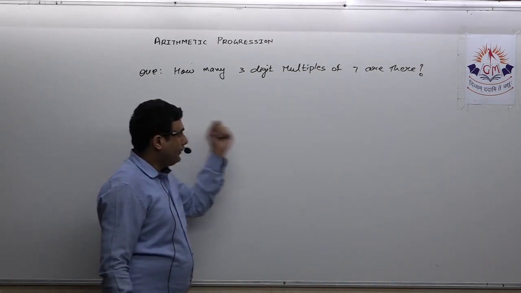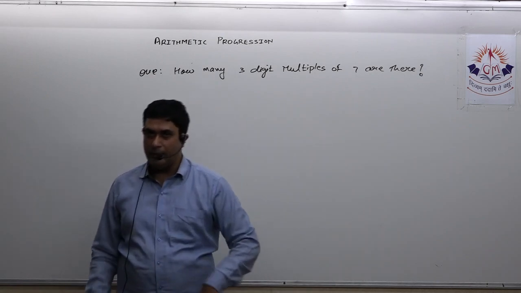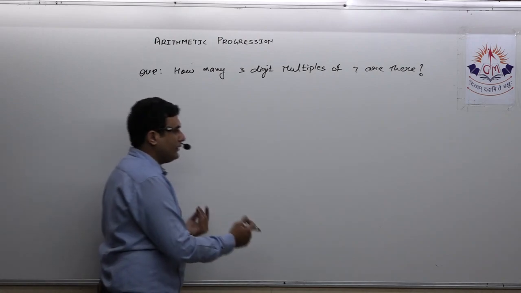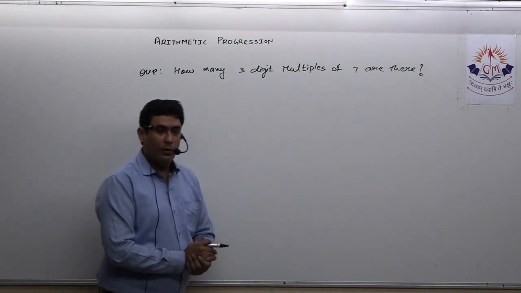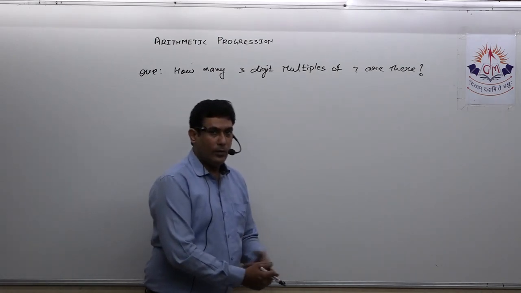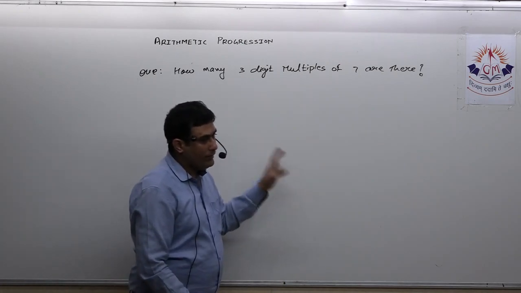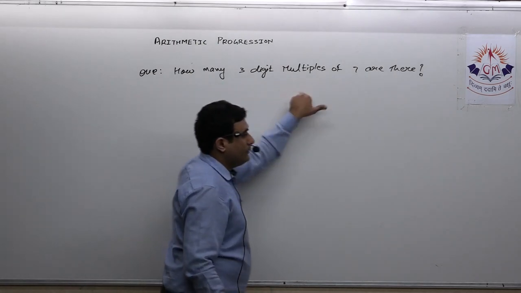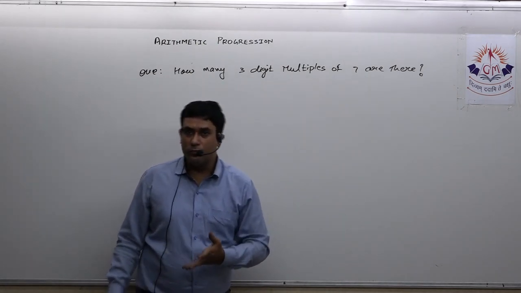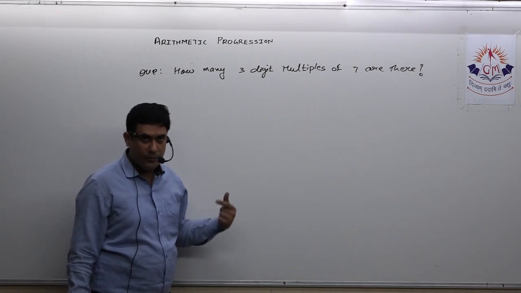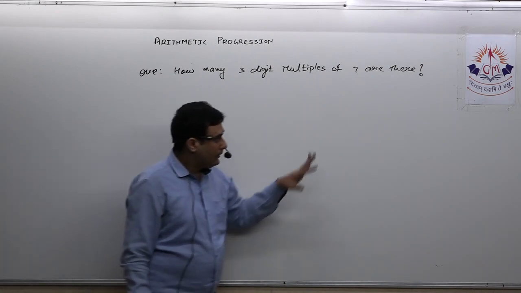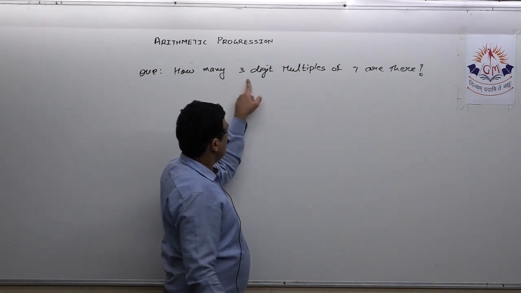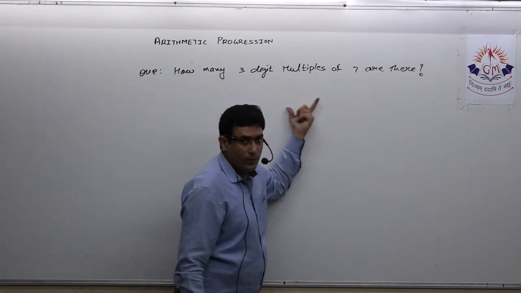See, multiples of 7 form an AP, that we know. For example, table of 2, it's an AP. Table of 7, table of 3, table of 4, or multiples of 7, multiples of 4, multiples of 9, that is always an AP. The only thing is, what is the first term? If I say table of 2, then it starts from 2. Table of 7, it starts from 7.